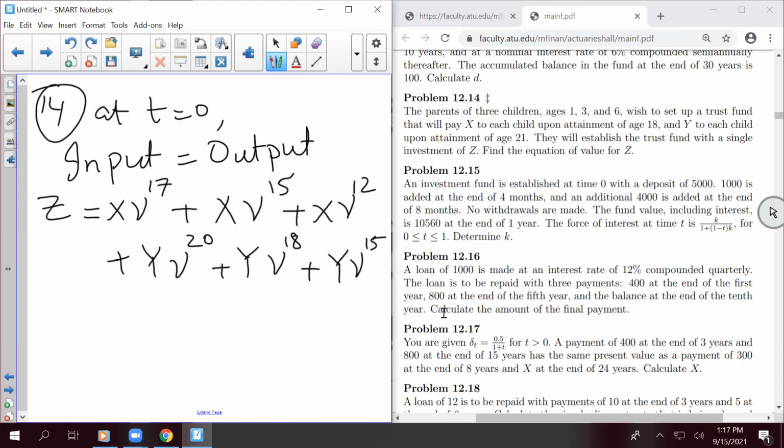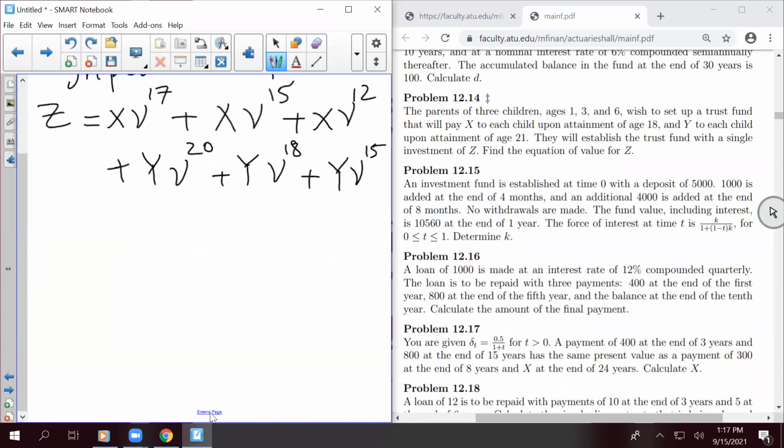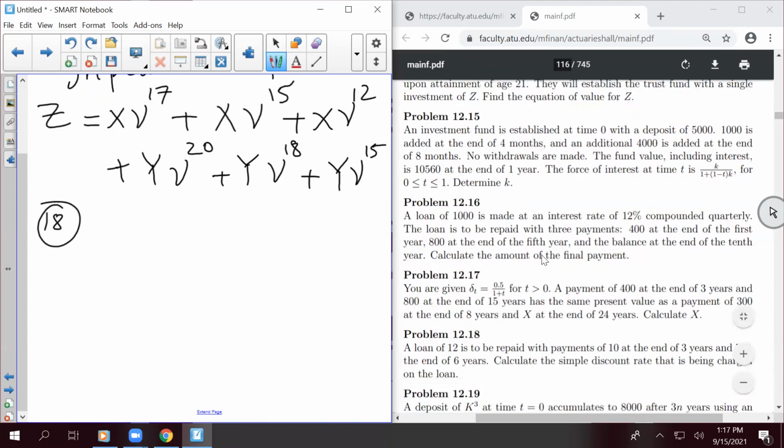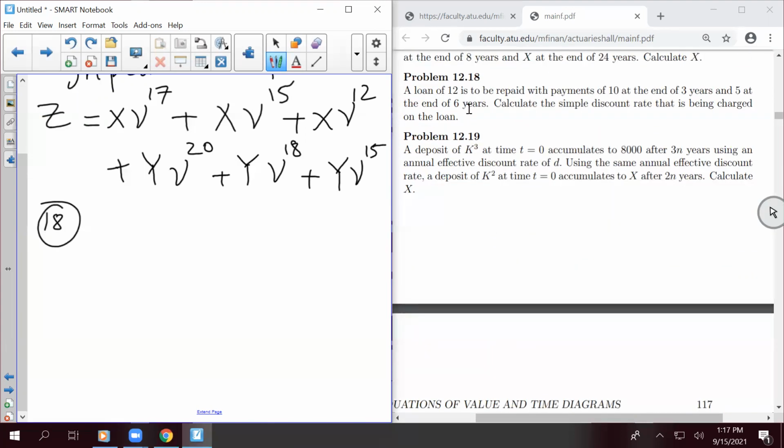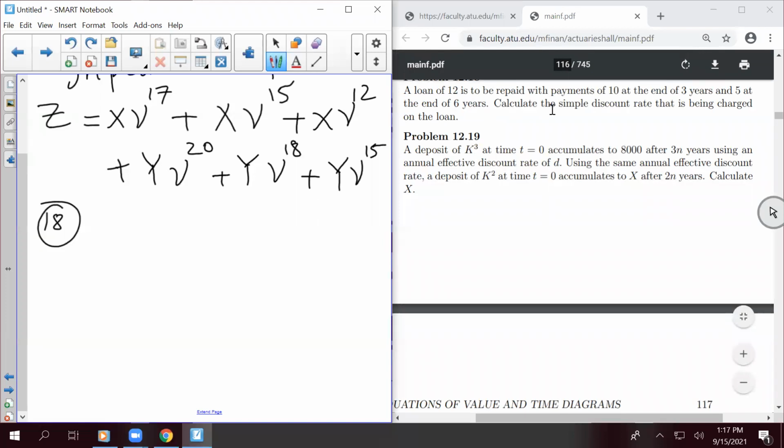Let's do number 18, because that has discount in it, and some of you are still a bit confused about the discount. Number 18 says that a loan of 12 is to be repaid with payments of 10 at the end of 3 years and 5 at the end of 6 years.